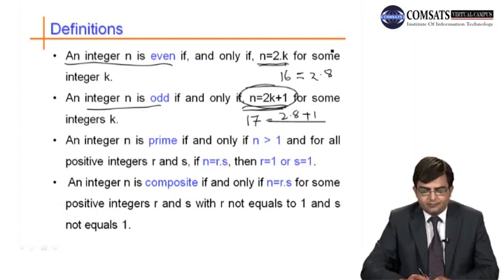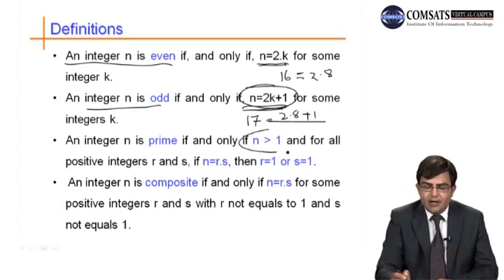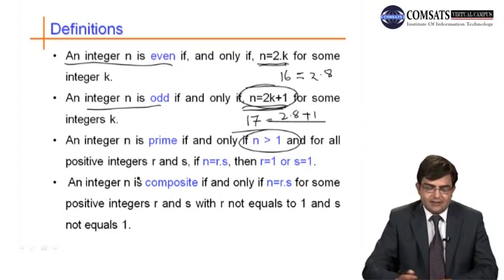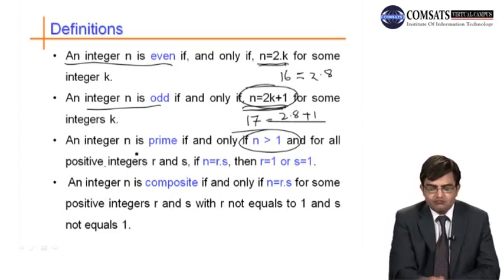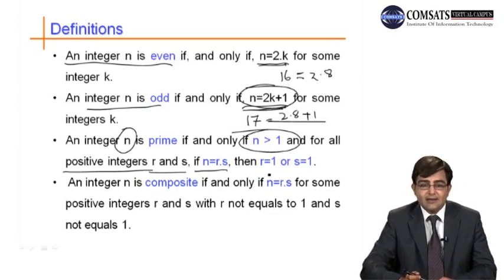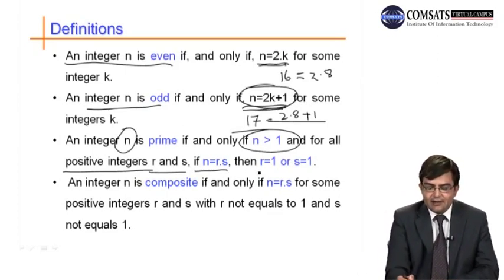So what is a prime number? First of all, prime numbers are usually greater than 1. 1 is not a prime number. A number greater than 1 is a prime number if it satisfies this property. An integer n is prime if and only if n is greater than 1, and for all positive integers r and s, if n can be written as the product of r and s, then at least one of r or s is 1.